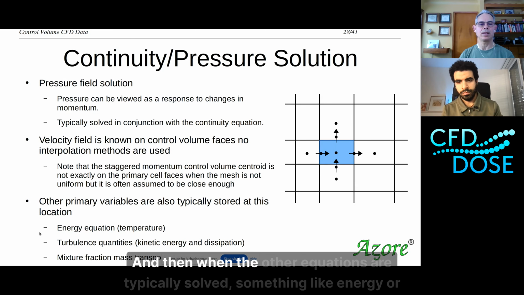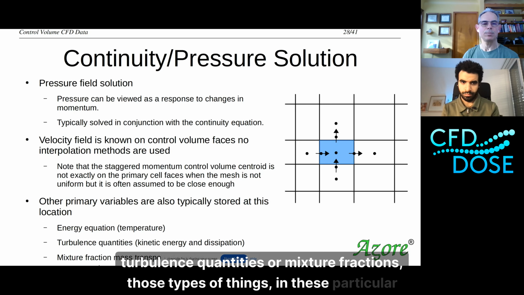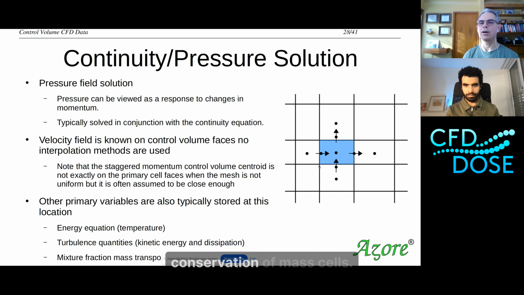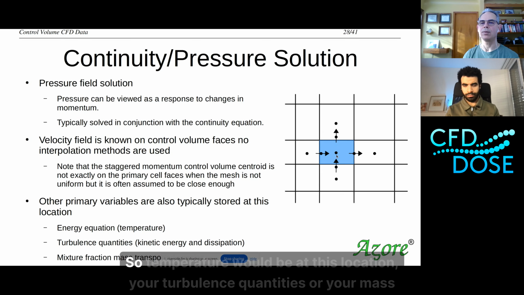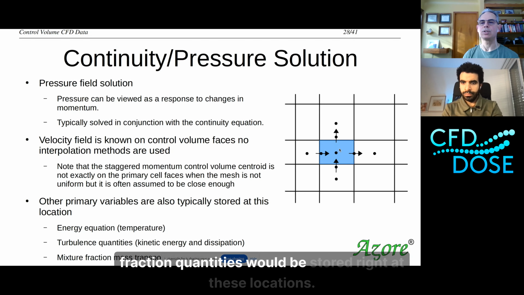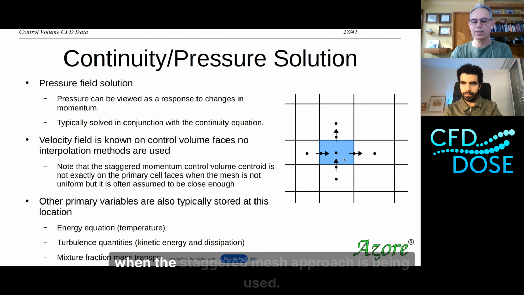And then when the other equations are typically solved, something like energy or turbulence quantities or mixture fractions, those types of things, in these particular techniques with the staggered mesh, those equations are typically conserved on the conservation of mass cells. So temperature would be at this location, your turbulence quantities or your mass fraction quantities would be stored right at these locations when the staggered mesh approach is being used.